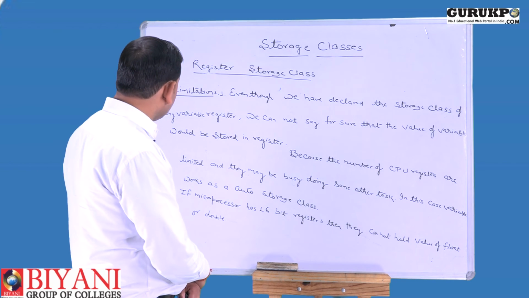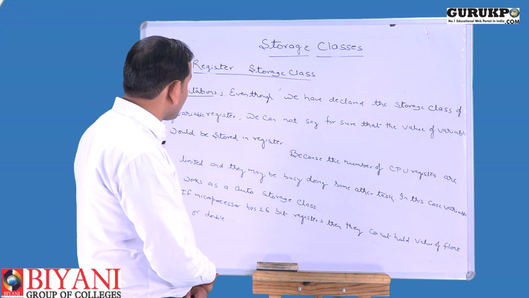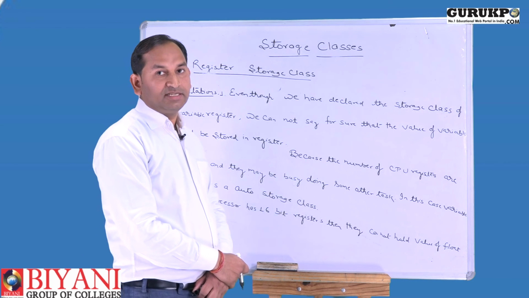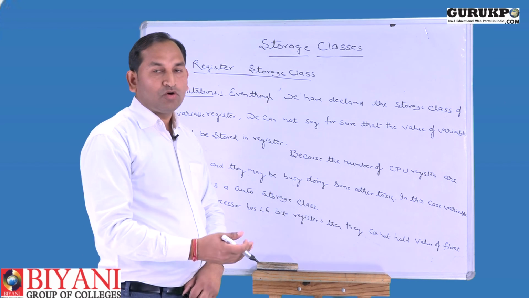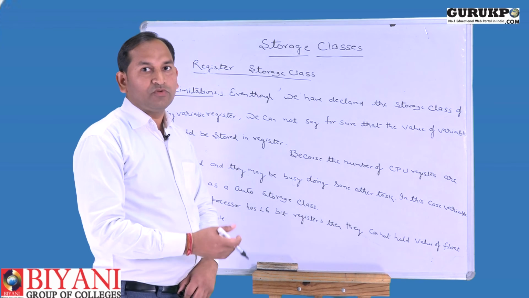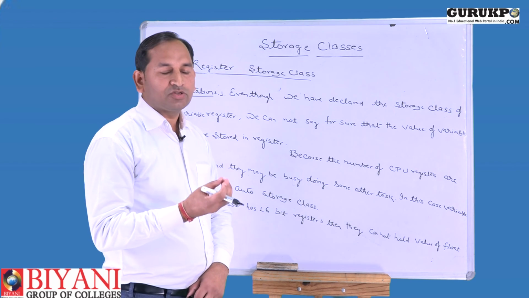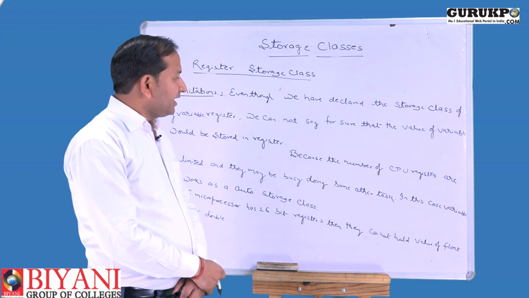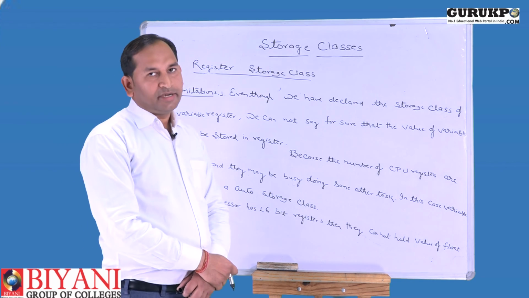Second limitation: if the microprocessor has 16-bit registers, then they cannot hold the value of a float or double variable. That is, they cannot hold 4 bytes or 8 bytes. Generally, it is used for very limited kinds of data. So we can use register variables for integer and small data types.